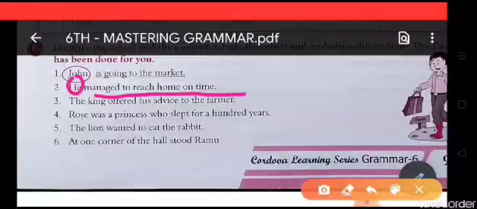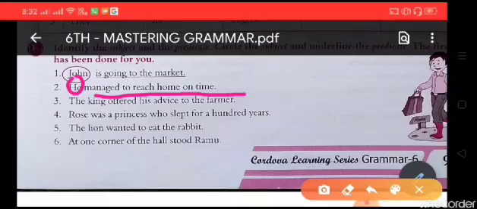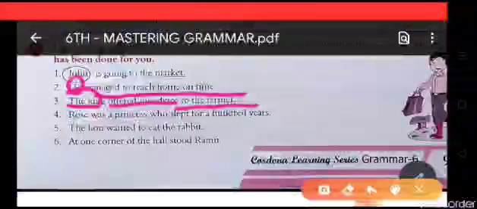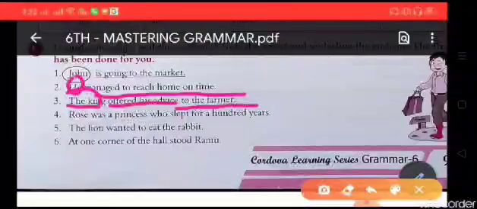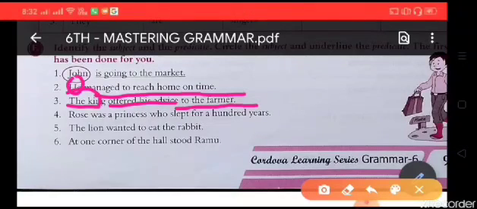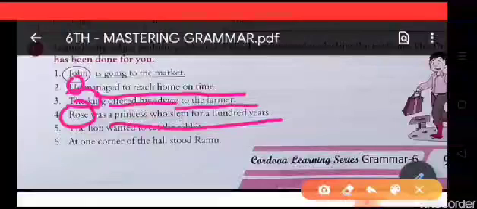In the third, the king offered his advice to the farmer. So who offered his advice to the farmer? The king. The king is a subject and offered his advice to the farmer is a predicate. Rose was a princess who slept for 100 years. Who slept for 100 years? Rose. So now Rose is a subject and the rest of the sentence is a predicate.